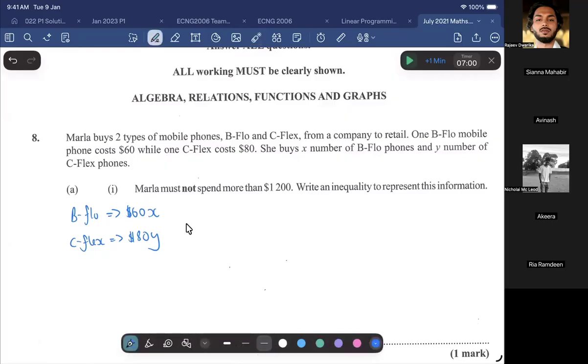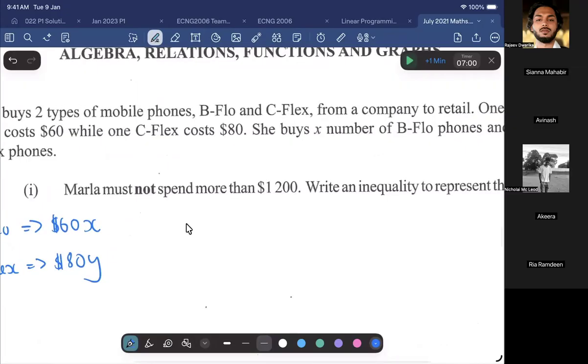Right? So Amira, I mean Akira, I changed the name, sorry about that. Mala must not spend more than 1,200. So if she must not spend more than 1,200, what inequality sign should I use there? She cannot spend more than 1,200. What inequality sign does that look like? Less than or equal to. Akira, you're saying more than? No, sir, less than. I don't know why I mixed myself up there.